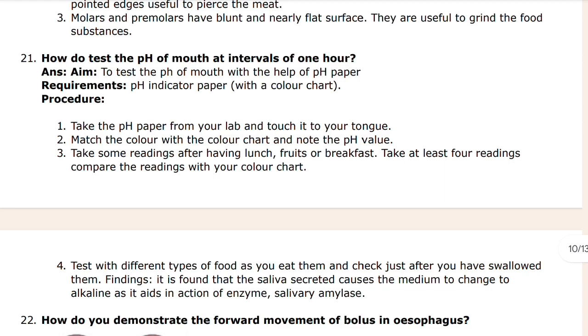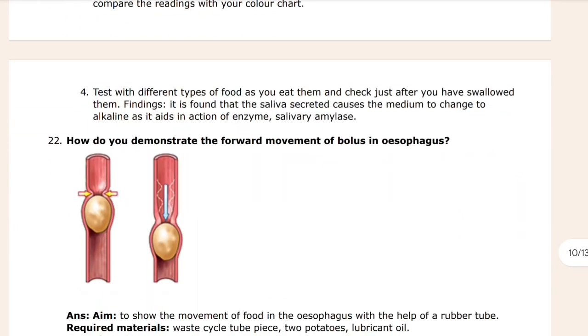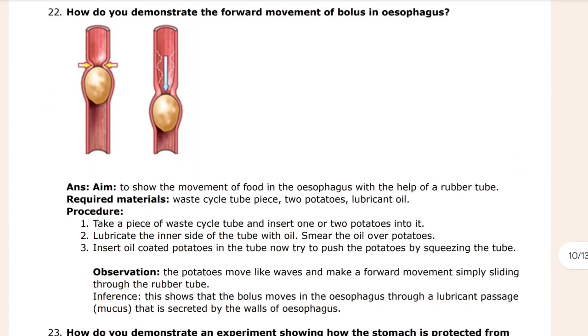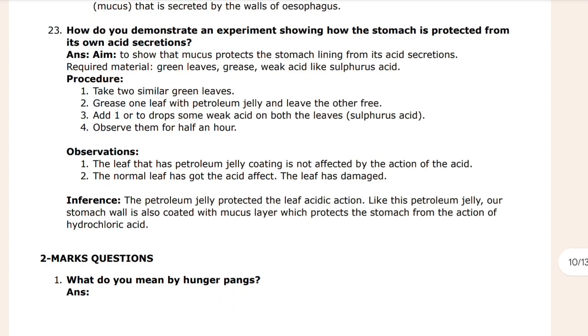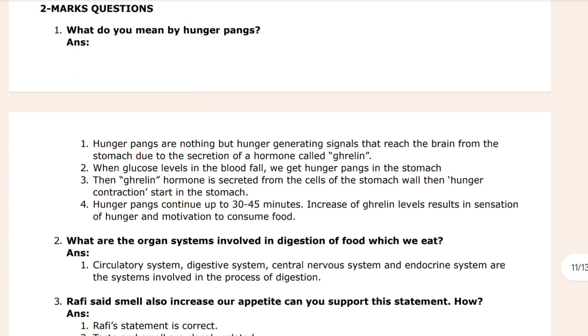Actually, when I'm recording on my laptop, it is happening sometimes. Okay, let us zoom out and zoom in. All right, and then see the 2 mark questions here.